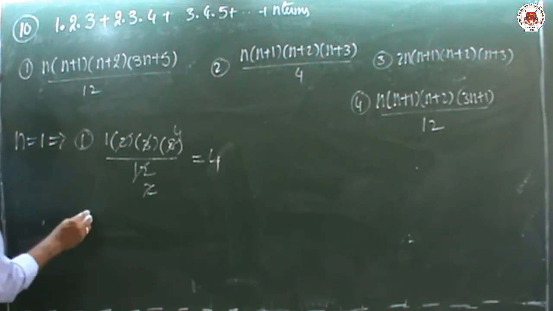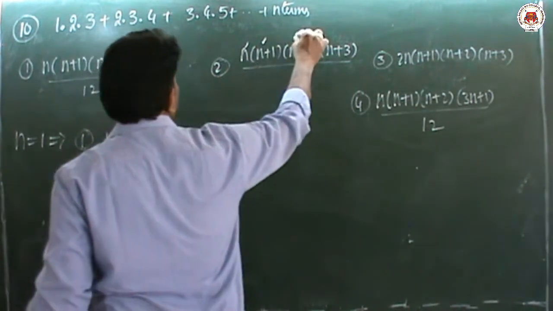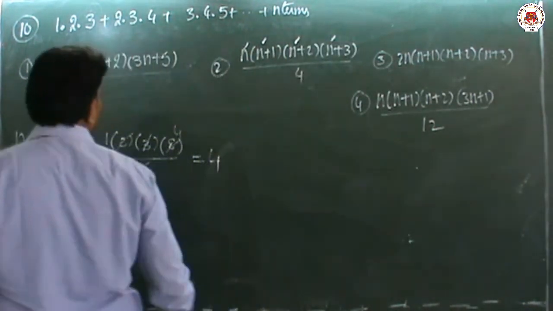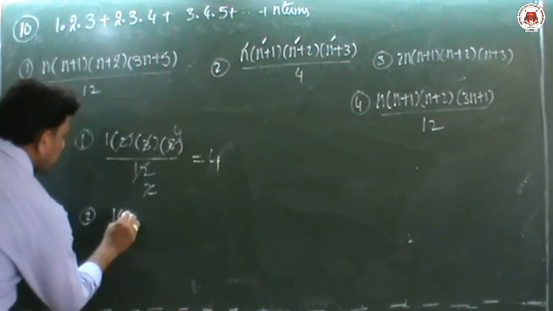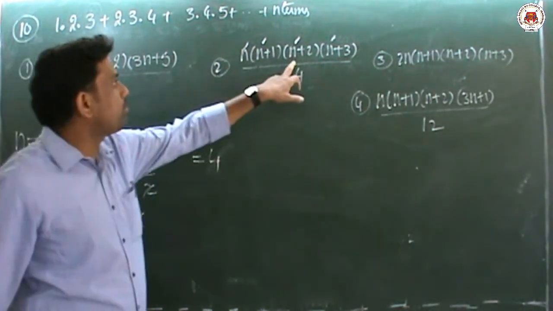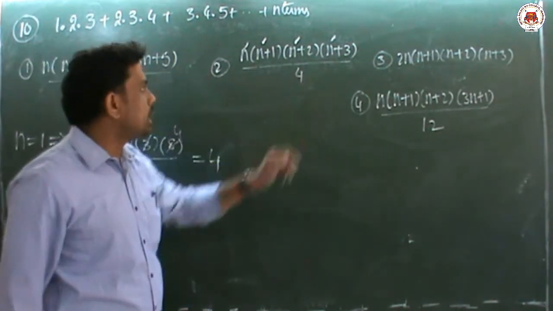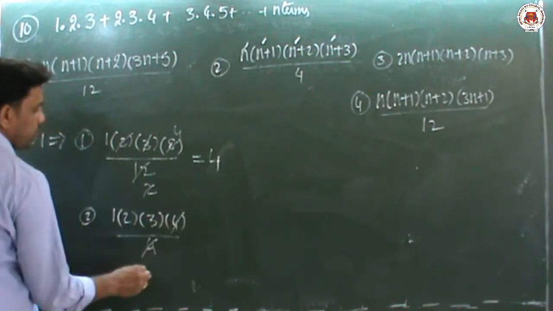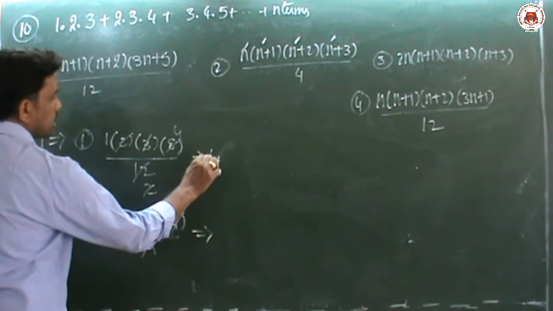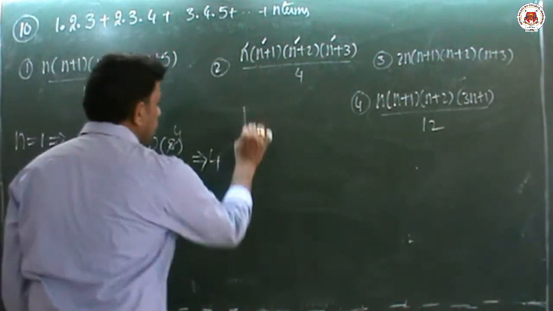Next, second option. In the place of n, wherever n is there, write down 1. So 1 into 1 plus 1, 1 plus 1 is nothing but 2. Here 1 plus 2 is nothing but 3. Here 1 plus 3 is nothing but 4 by 4. So 4 4s also cancel. What is the answer here? 2 3s are 6.